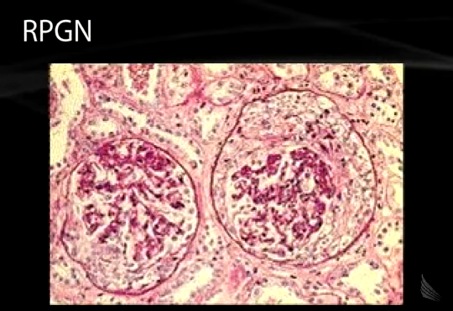Here's a picture of what rapidly progressive glomerulonephritis looks like. You can see the formation of these crescents, which are these eosinophilic deposits, again, between Bowman's capsule and the glomerular tufts.